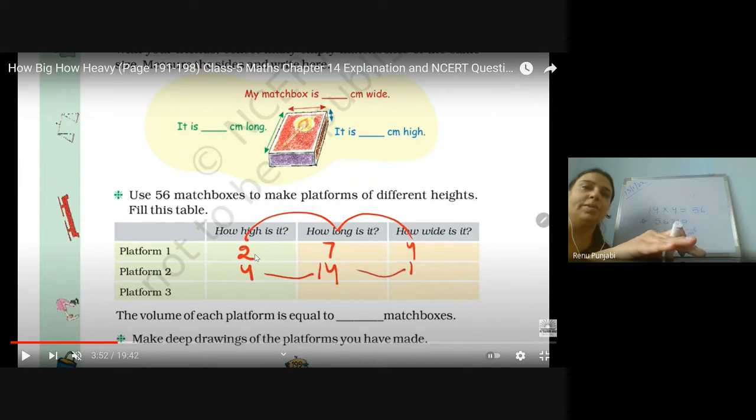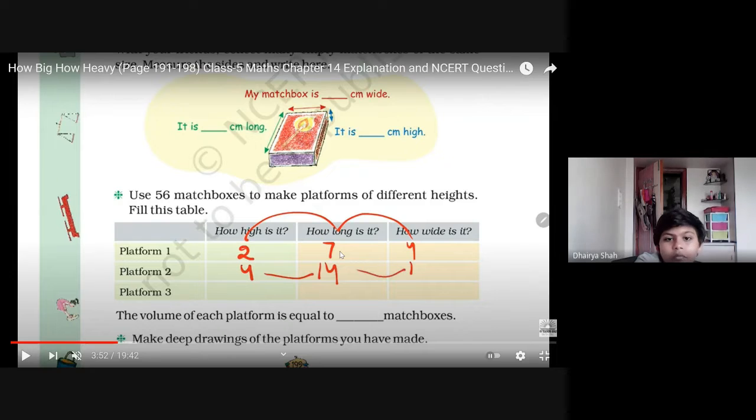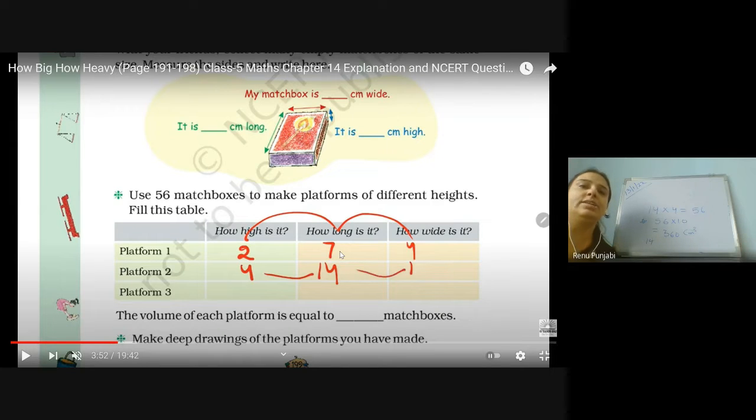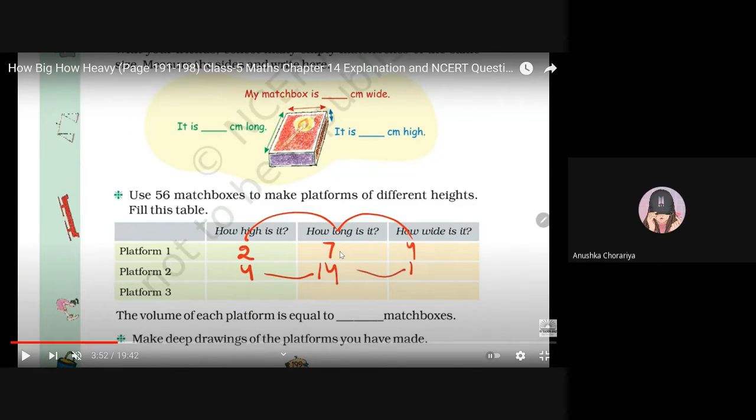So what you are noticing, कि when you do 2 multiply by 7, 14 and 14 multiply by 4 is 56. अब आपने उसकी position भी change कर ली, तो all condition में जो answer है वो 56 ही आएगा. और if you are taking 8 matchboxes and arranging them in different ways, तो आपका जो answer है वो 8 ही आएगा.